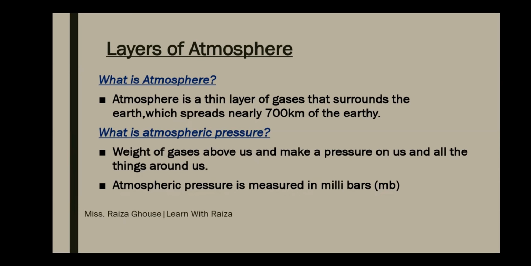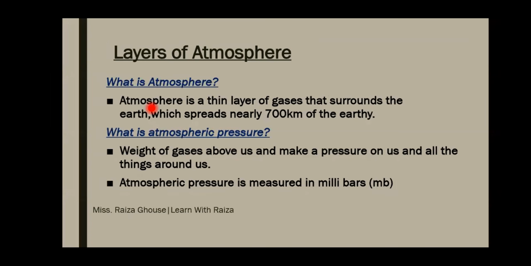See how easy it is to remember? A thin layer of gases that surrounds the earth, right? This atmosphere is spread nearly up to 700 kilometers from the earth's surface. You can imagine what a distance that is. When you're writing the definition, this part should definitely be there. Atmosphere is a thin layer of gases that surrounds the earth.